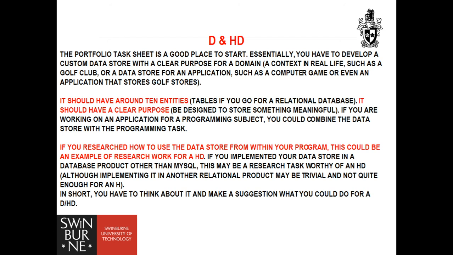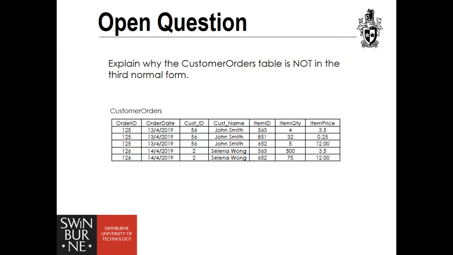And I hope all of you can go for the D task, because I already uploaded previous student work from the previous semester, who have done the D and HD task. I think you can refer to that sample, which is also uploaded to the Canvas module. This is an open question. I want to ask you to explain why the customer order table is not in third normal form. You need to explain why. So you need to answer this.